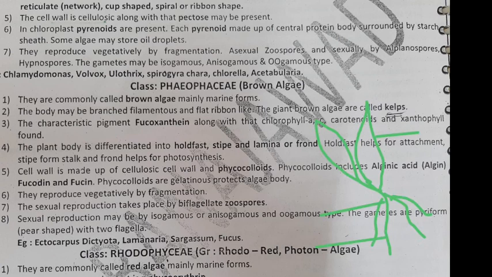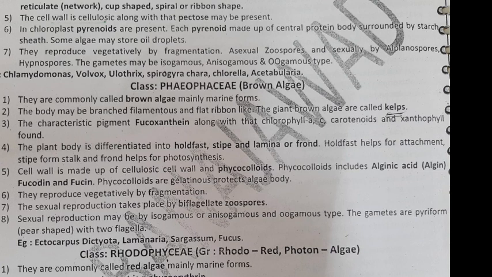The plant body is differentiated into a holdfast, which is a basal plant structure, then a stipe which holds the lamina and the holdfast, then a leaf like structure known as a frond. Okay. The holdfast is for attachment, the stipe forms the stalk, meaning it connects the holdfast and the leaf lamina, and the frond helps in photosynthesis. Frond is nothing but the leaf like structure which helps in photosynthesis. Okay.